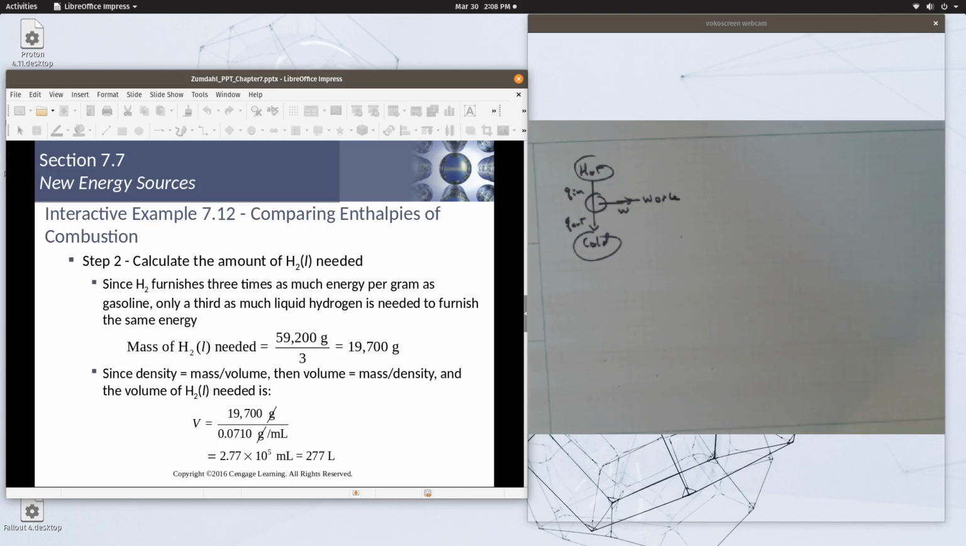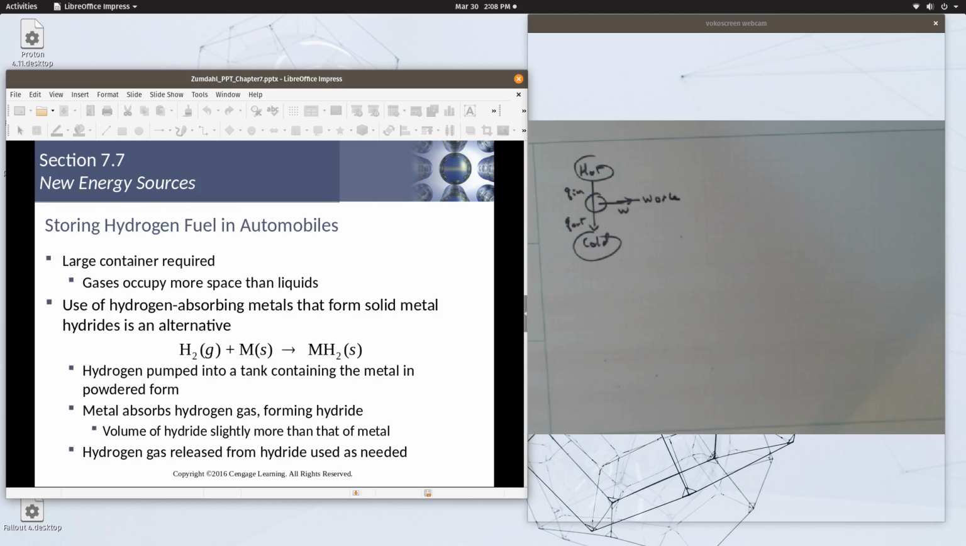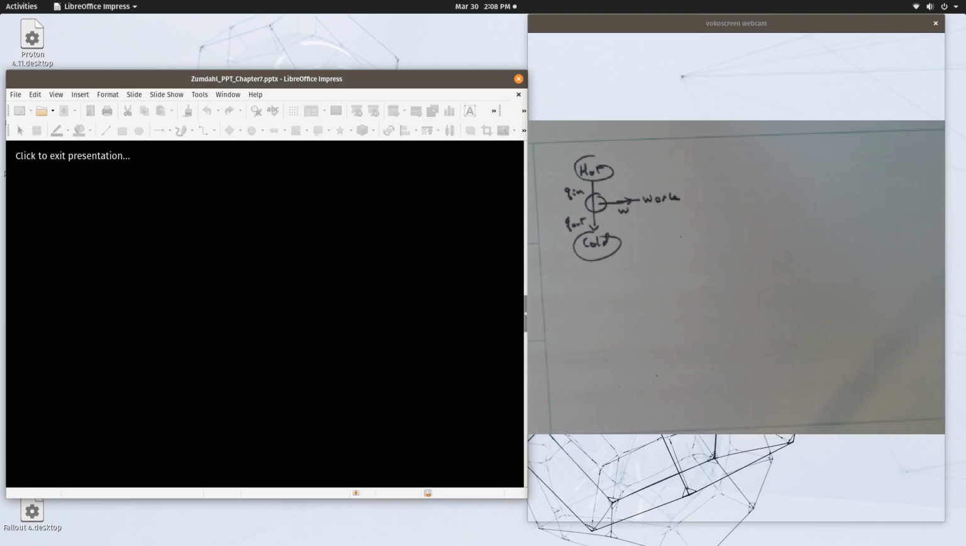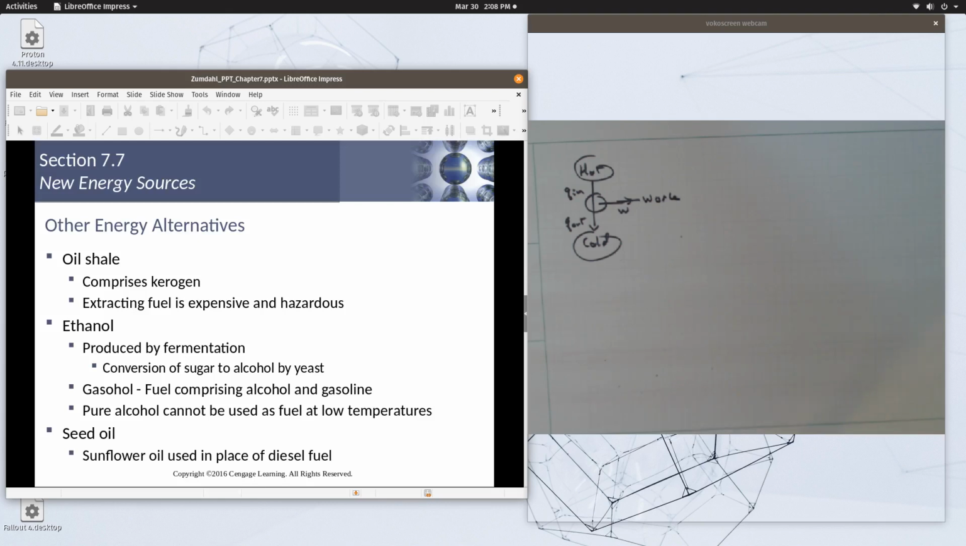That means you also need to have the capacity to store liquid hydrogen, which is not easy to do. So there are other alternatives that people are looking at, and so on. You can read through these yourself. Oil shale, ethanol, seed oil, and so on are all sources. And what makes a good energy source, as you can guess, isn't so much just the energy that's released, but your ability to cart it around, the energy density. What is the energy per mole, and how easy is it to haul this stuff around? That makes for a good fuel.